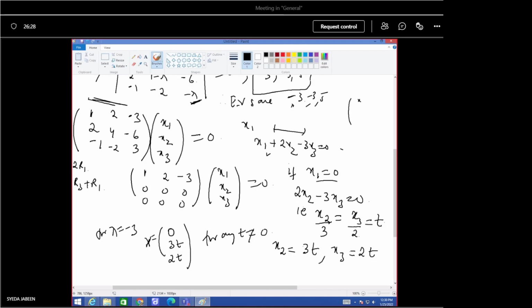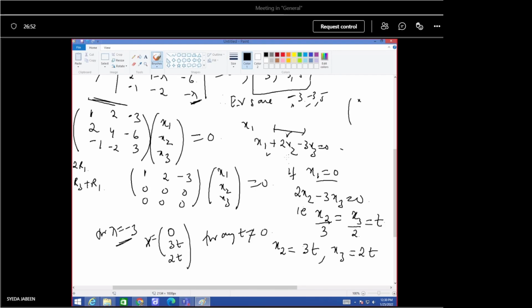And when we have to find eigenvectors for all the eigenvalues, for lambda equal to 5, we have to find the eigenvector, which should be not equal to 0. So this is one eigenvector. If you take x2 as 2, that is also an eigenvector.